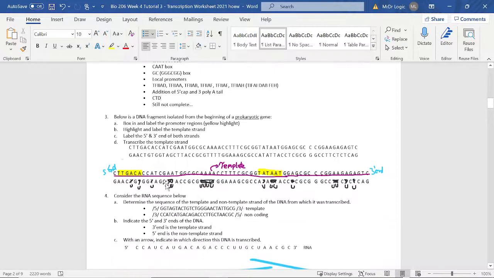Let's just go to question 3. I got lazy. I got lazy, okay? So the box, the yellow highlighters. You see it right here? You see it right here. I just highlighted it, okay?